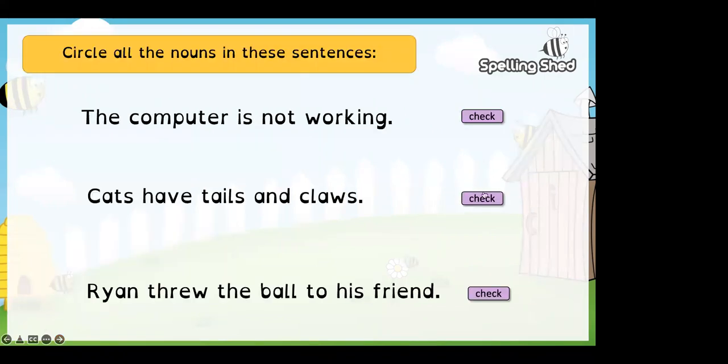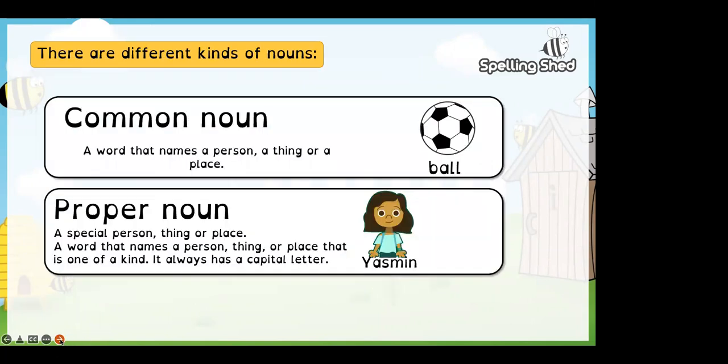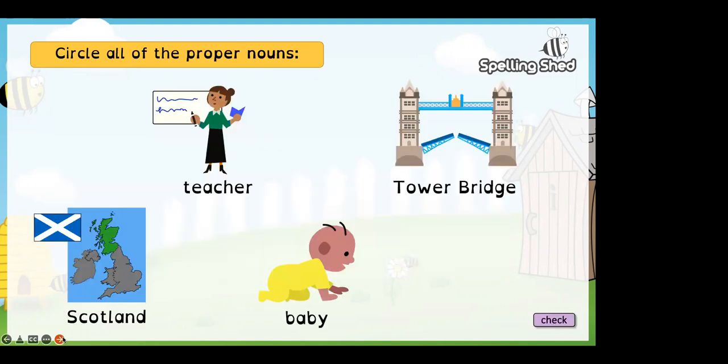And then circling nouns in these sentences, and there's the option to check them so you can also show the answers. So there are some nice interactive things as well in our PowerPoints. And then it comes down to other specific nouns that we're learning today. So we're looking at common nouns and proper nouns, and it gives lots of nice examples there. And again, circling all of the proper nouns and the option to check those.